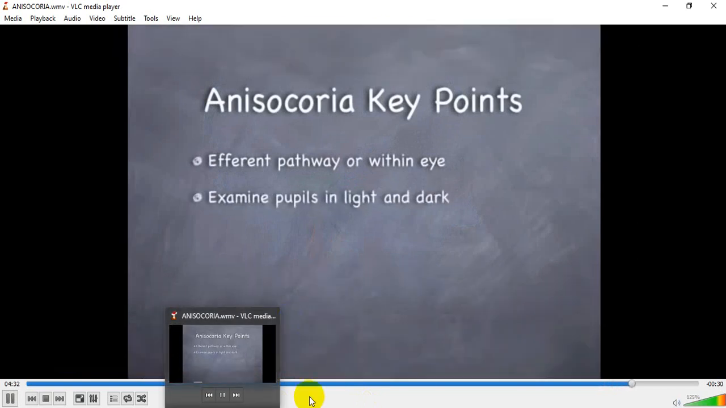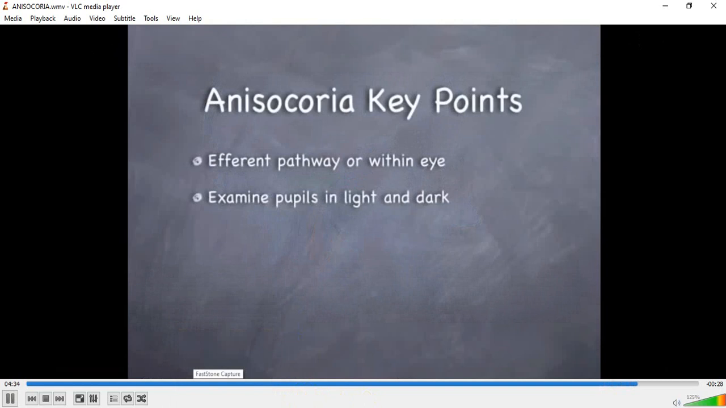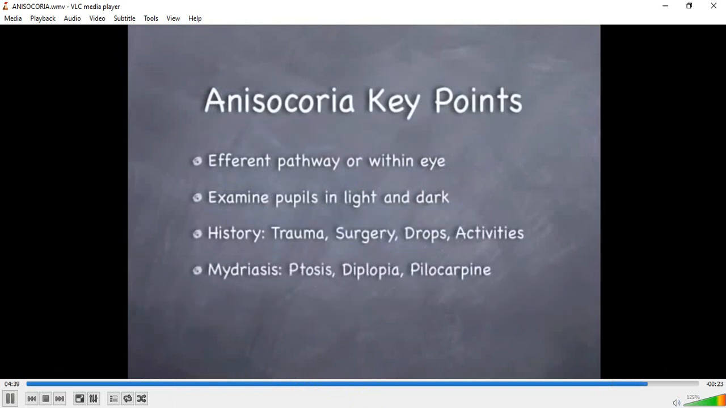So I'll start with anisocoria. It can be divided into three groupings. First is an abnormally large pupil. This is obvious in normal lighting, but less so with the lights off, because the other, normal pupil, dilates.